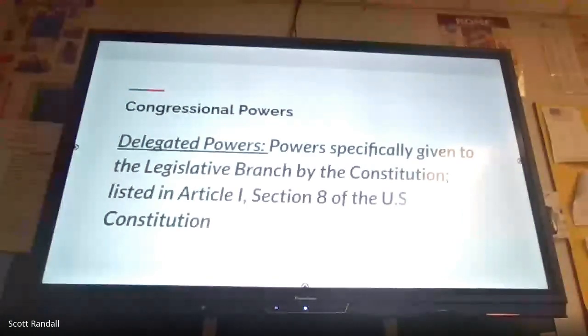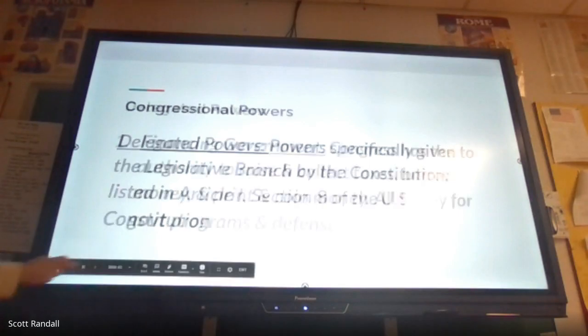Like I said, this is mentioned primarily in Section 8. And Section 8 has 18 clauses that list specifically the powers of the legislative branch. All right, so delegated powers are also known as enumerated powers. These are specifically listed in the Constitution. So some of those powers we're going to go through.